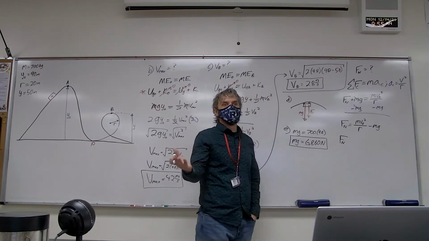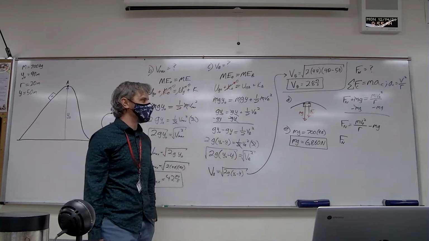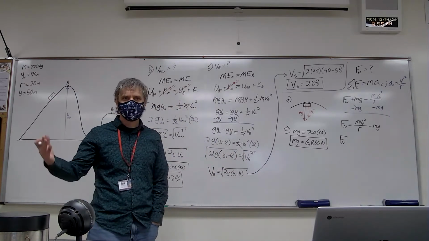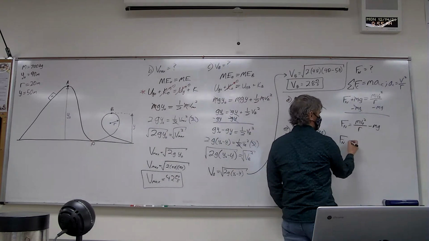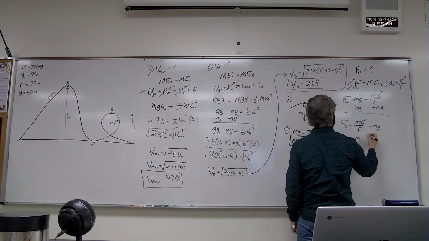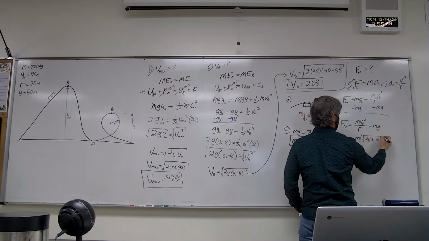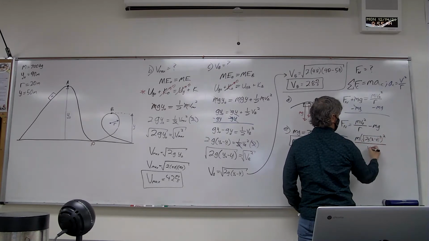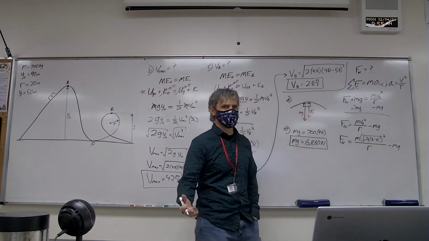If you didn't have numerical values here, though, and it said answer in terms of g, y, y naught, and m, then I couldn't leave my answer like this because I have vB. So what I would have to do is put in vB, which is the square root of 2g times (y naught minus y), but all of that gets squared, over r, minus mg. Remember, that's just the velocity at point B.